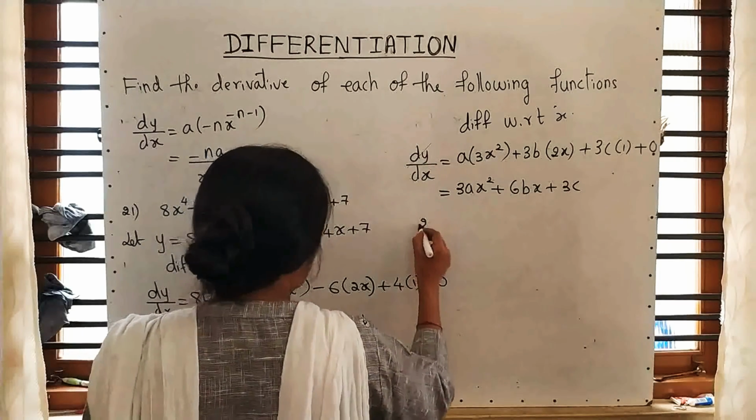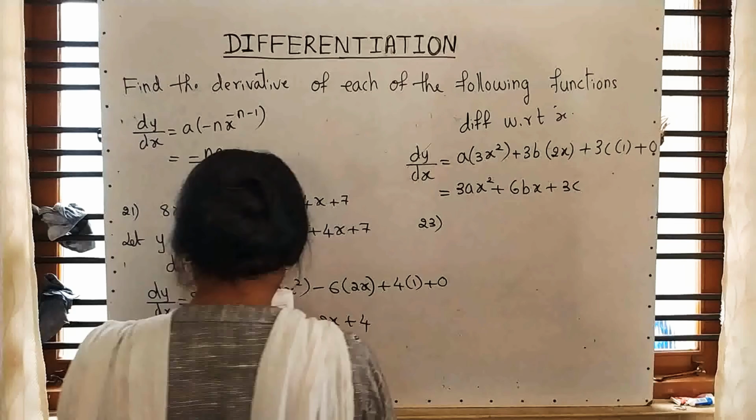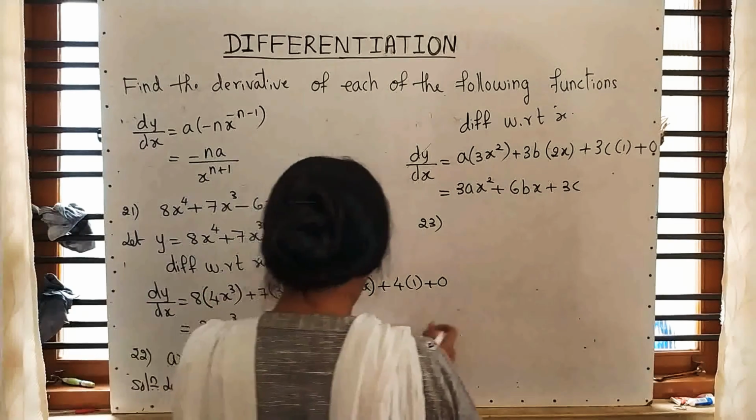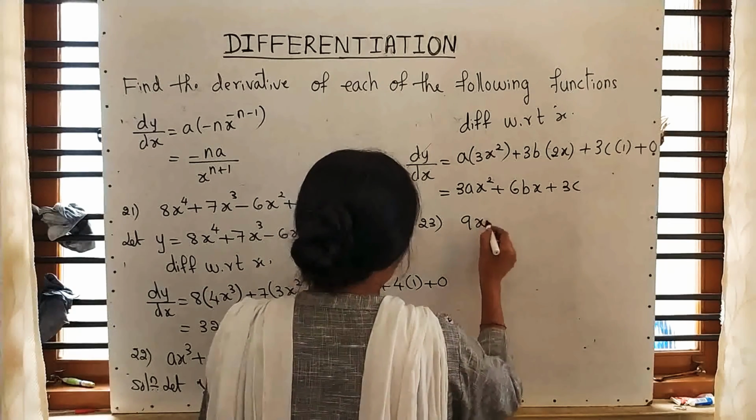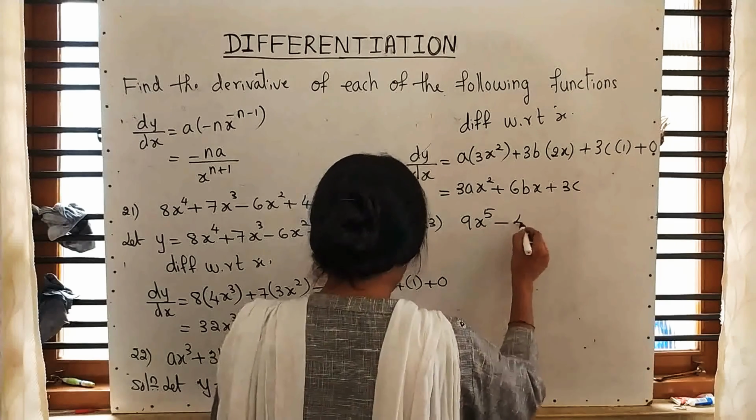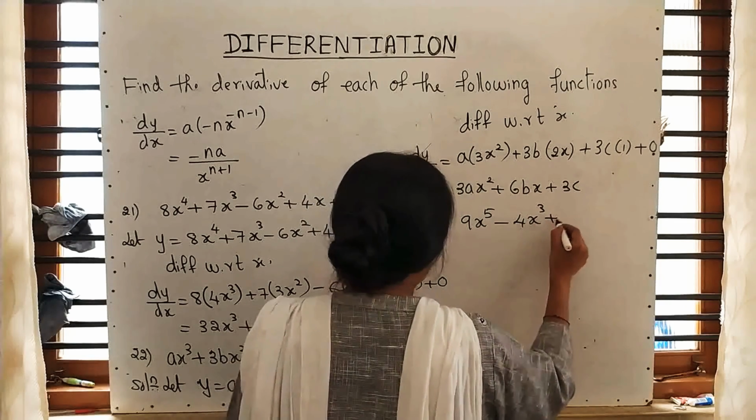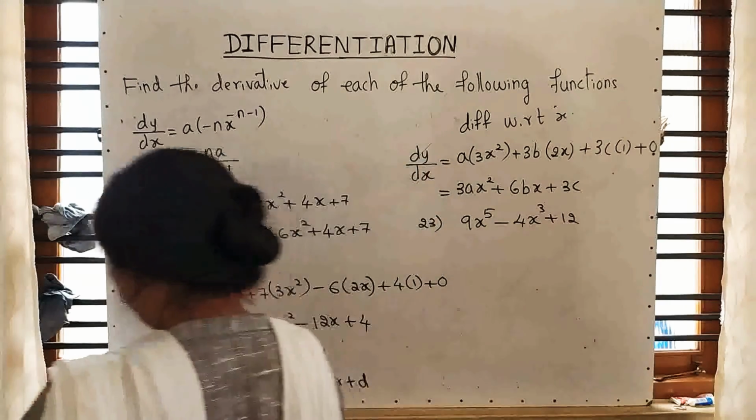Question number 23. 9 into x to the power 5 minus 4x cube plus 12.